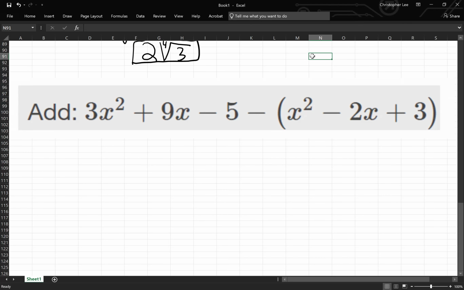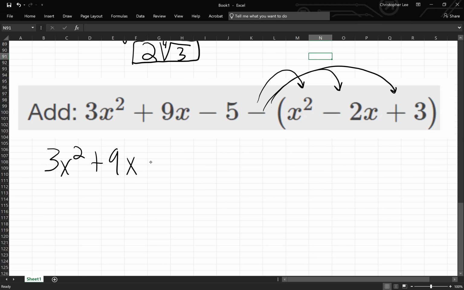Nobody? All right. So you should distribute the negative over here. In a sense, what I'm telling you to do is to just change all the signs of the polynomial that's next to it, right? So this becomes what? 3x squared plus 9x minus 5 minus x squared plus 2x minus 3. After that, just combine like terms, right?